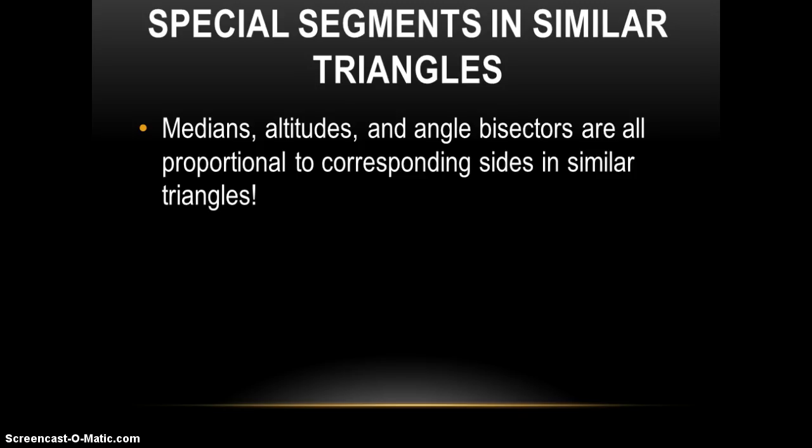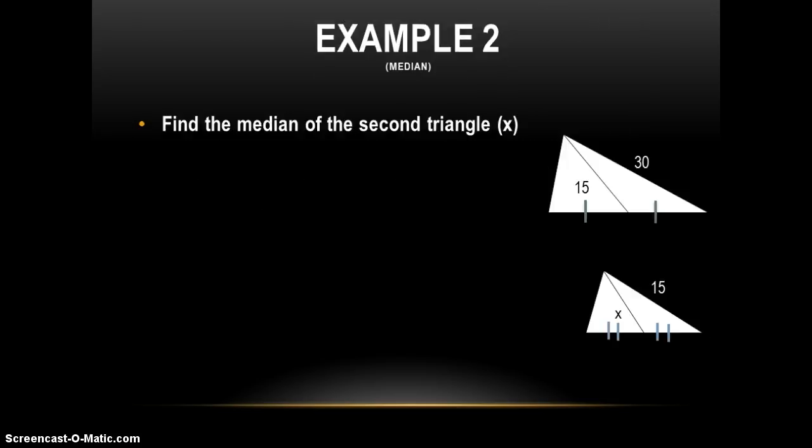Now we have special segments in similar triangles. Medians, altitudes, and angle bisectors are all proportional to corresponding sides in similar triangles. So we can set up proportions. So example 2, this is using a median. Find the median of the second triangle, which is x.